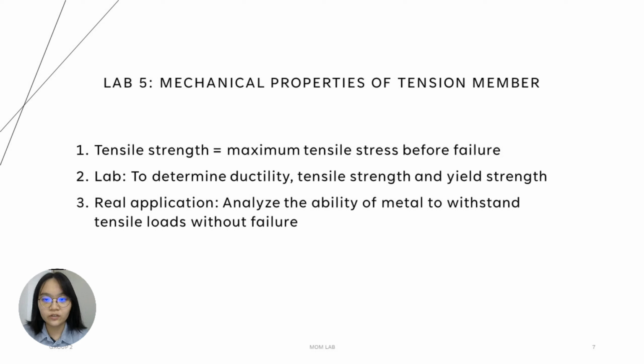The information is very useful for quality control to make sure that the structural members are safe to use. The real application of the tensile test is to analyze the ability of metal to withstand tensile loads without failure. After the outcome from the experiment is proven to be a reliable finding, the structural members are confirmed to be usable without safety hazard. So there is no worry about the structural members breaking suddenly under constant force. That's all from me. Thank you.